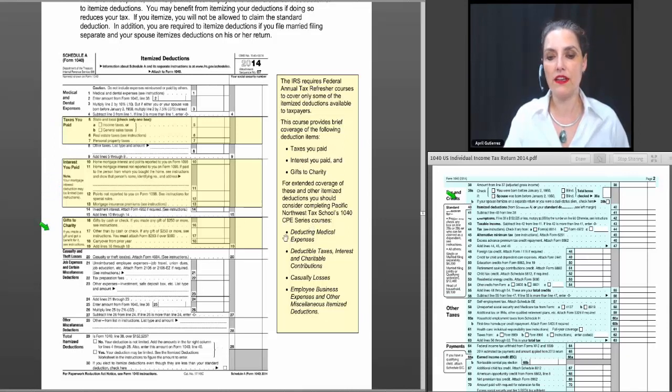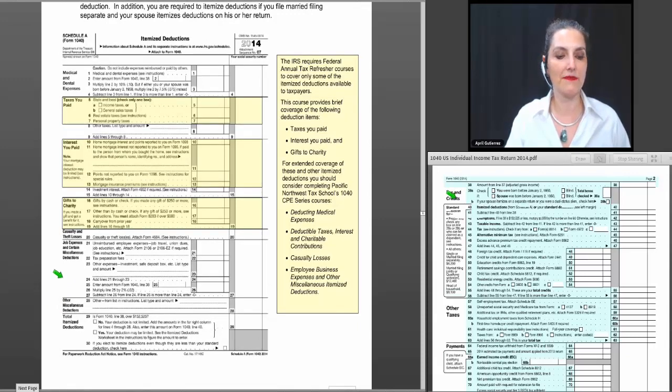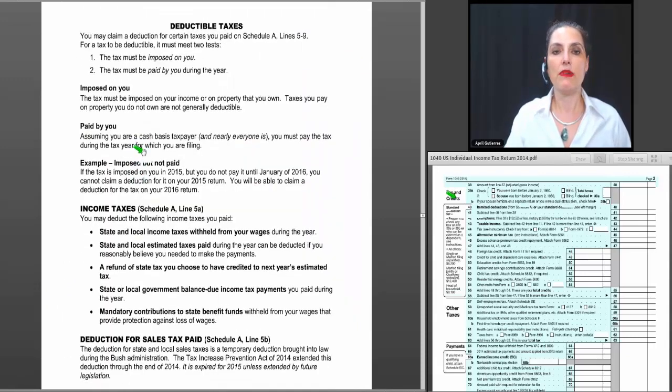You can take other courses of ours called Deducting Medical Expenses, Deductible Taxes, Interest, and Charitable Contributions. We also have a course on casualty losses and a course on employee business expenses and other miscellaneous itemized deductions. That's where you can go to learn about the other parts of Schedule A. Let's talk now about deductible taxes.